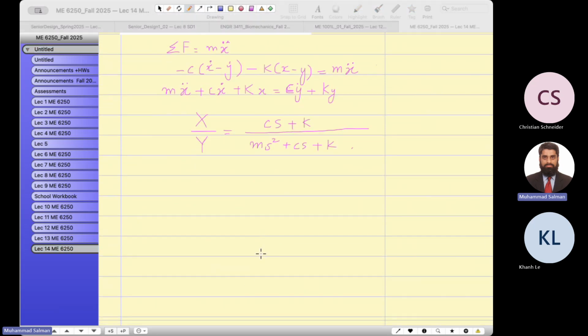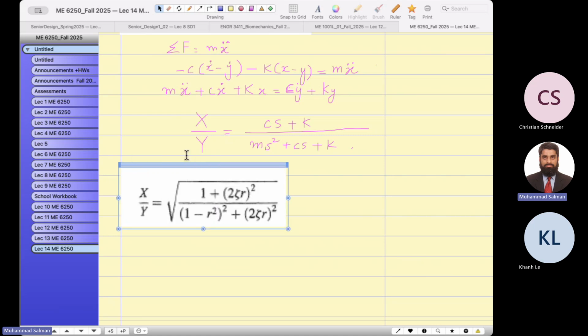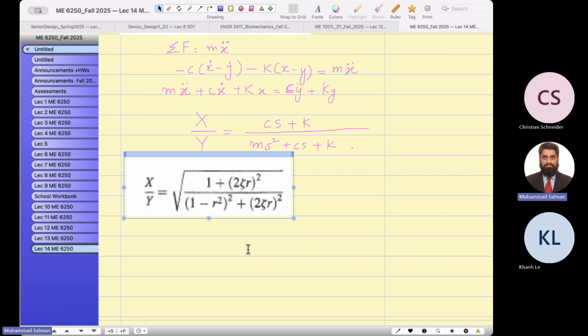Now we have to reduce it to a zeta form. Let me show you the zeta form here, so that when you see such questions, you can find out the transmissibility using this formula. The same form can be reduced in this form. This is known as the displacement transmissibility, and this is equation number 7.4-6.